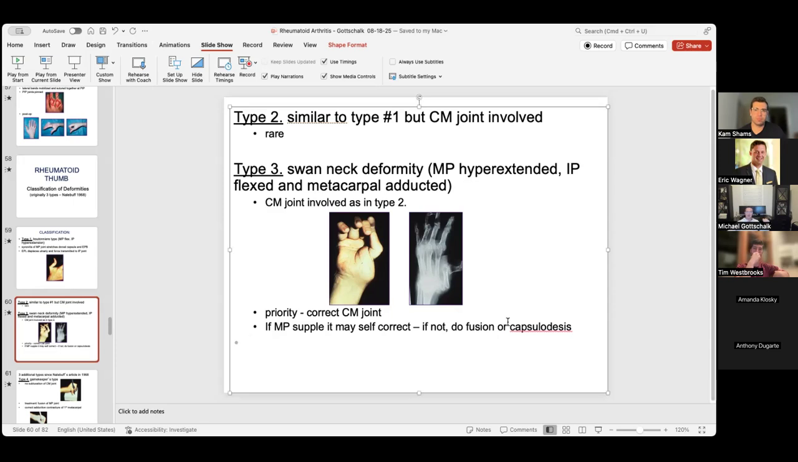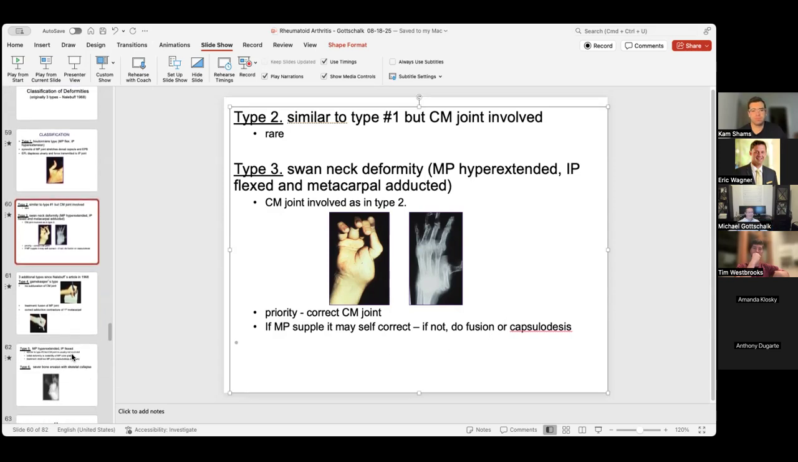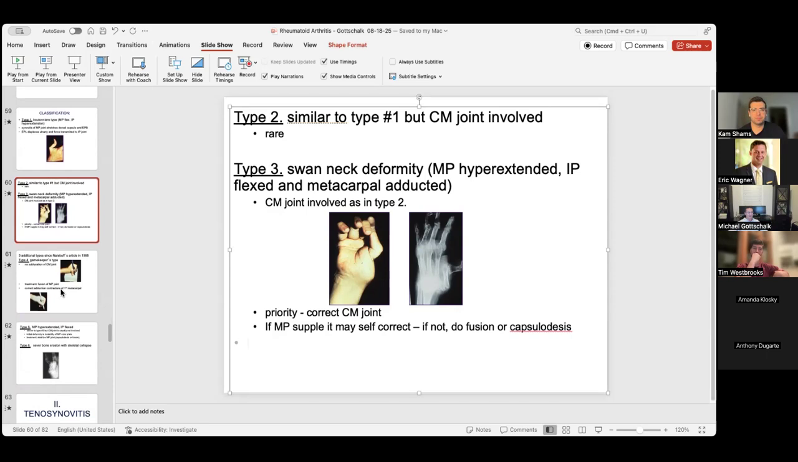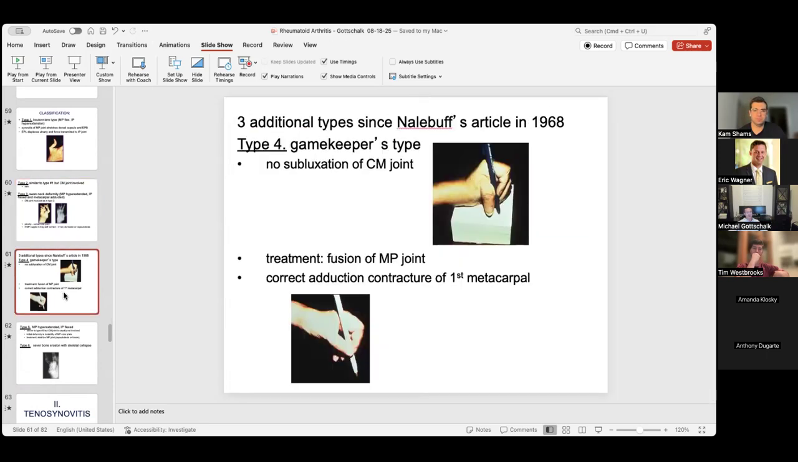Typically speaking, it's just like anything with CMC arthritis. For us, the threshold, at least for me, is 0 to 30 degrees, you do nothing, you just correct the CMC joint. 30 to 60, you do a capsulodesis. Greater than 60, you fuse. And that's specifically for the MP joint of the thumb when it relates to a CMC issue. And that study was actually from Marco Rizzo out of Mayo, which really looked at those, and that was for CMC arthritis. So not specifically for RA, but more for OA.